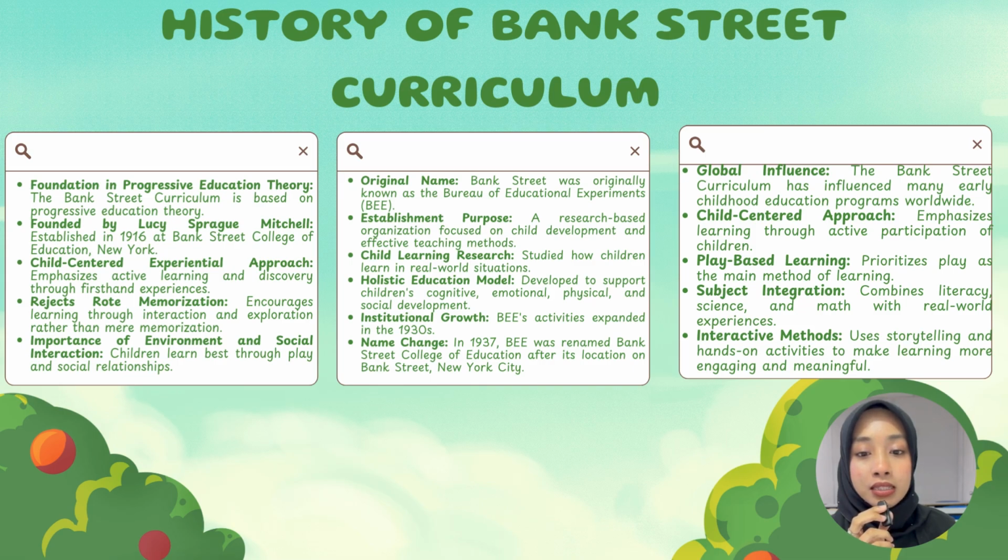By the 1930s, the Bureau's activities had increased, and in 1937 it was renamed Bank Street College of Education after its location on Bank Street in New York City. Over the years, the Bank Street curriculum has influenced many early childhood education programs around the world, promoting the idea that children learn best when they are active participants in their education. It is well known for its child-centered and play-based approach to learning, which integrates subjects like literacy, science, and math through real-life experience, storytelling, and hands-on activities, making learning more engaging and meaningful.